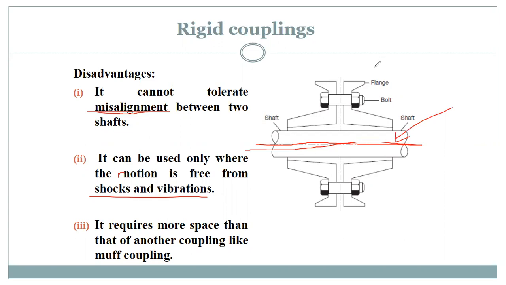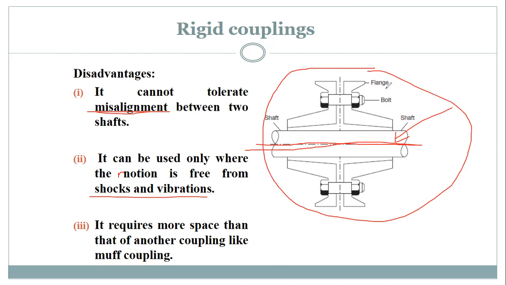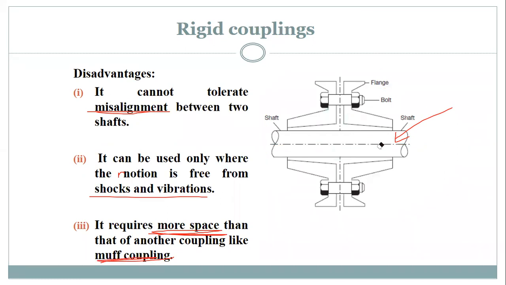You can see the rigid couplings, specifically this flange coupling, require more space as compared to smaller couplings like the muff coupling and split muff coupling that we are going to study further. So guys, these were some advantages and disadvantages of the rigid couplings.